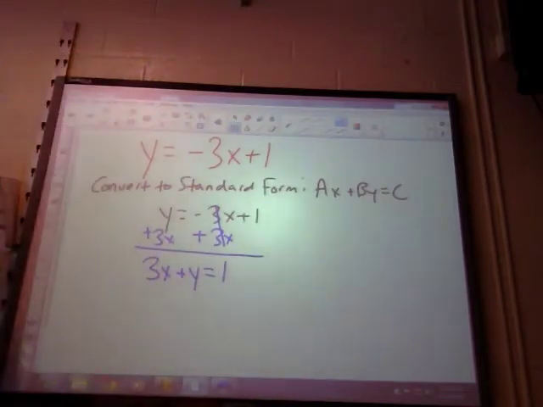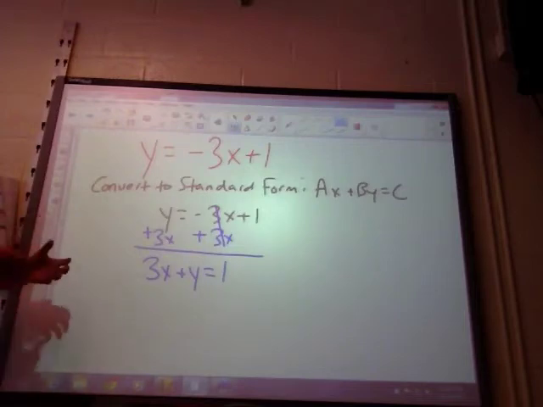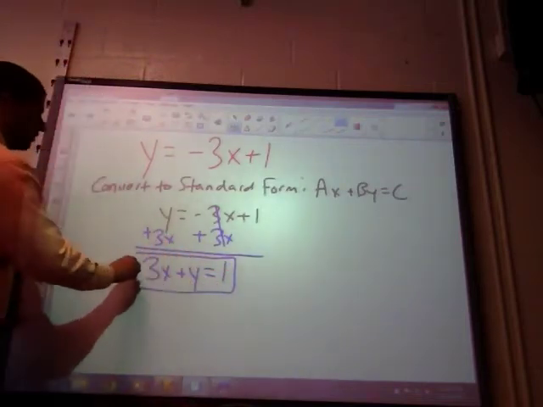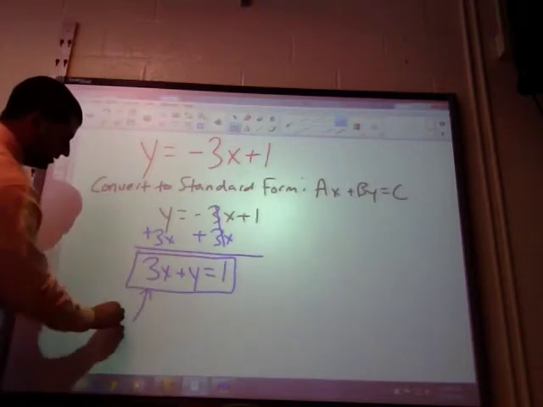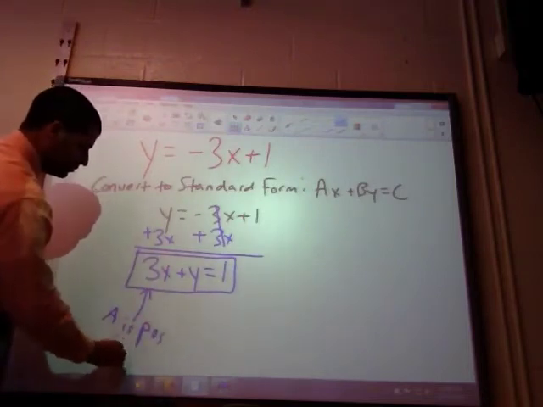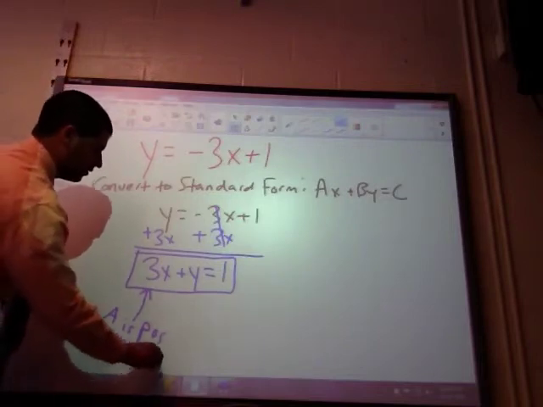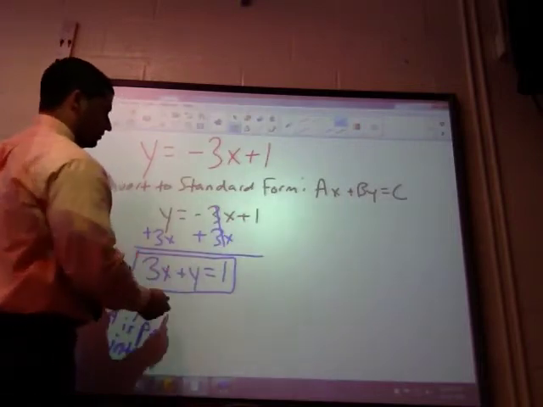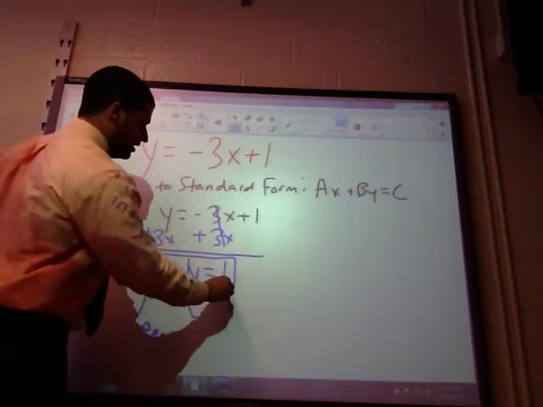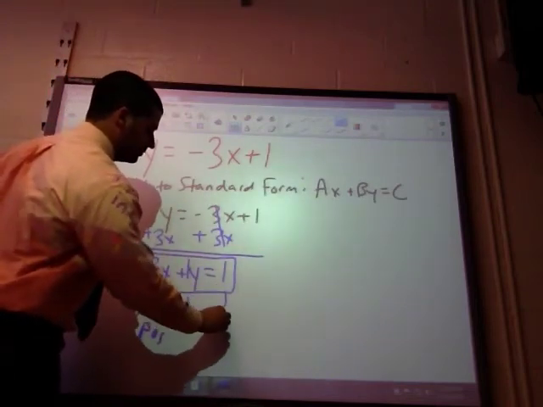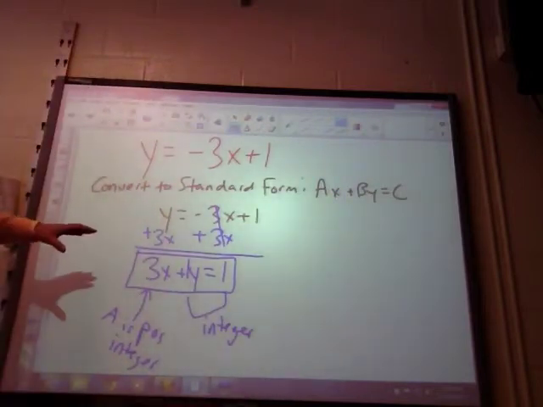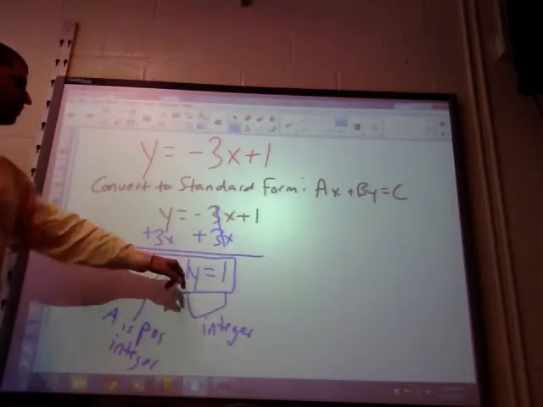This is another example of a literal equation, just moving numbers around, not getting rid of anything. And notice we're in standard form because a is a positive integer, and b, well, it's just 1, so it's 1y, and c is 1. They're all integers. So everything's set here. No more issues. X and y are on the same side, everything is an integer.